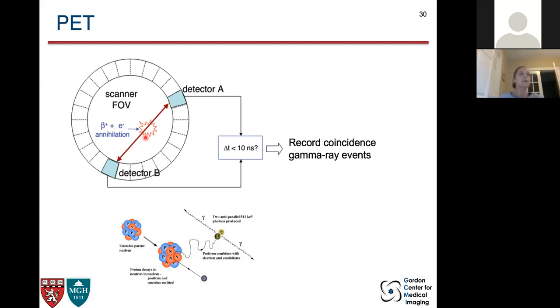Another difference compared to SPECT is that stopping power is more important because we have higher energy gammas that we want to measure.